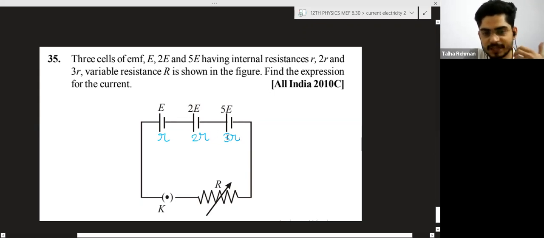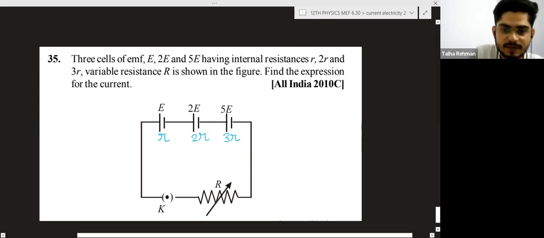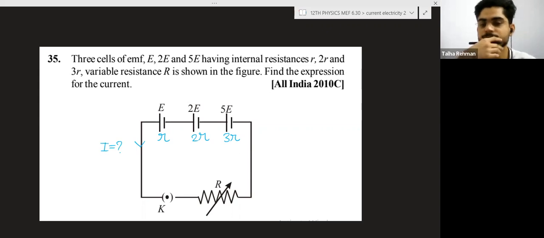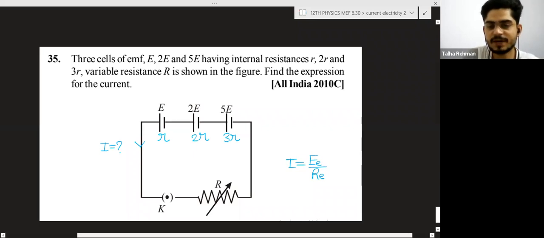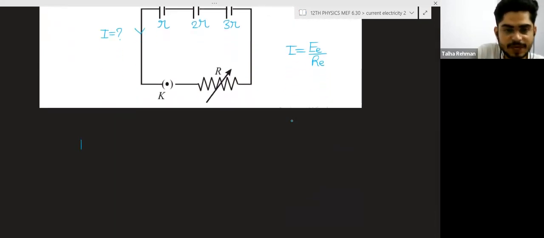We have to find the current I. And what is current? Current is equivalent EMF divided by equivalent resistance, or you can say resultant resistance. This is the value of current. So first you have to find this E equivalent, then you have to find this R equivalent. So what is E equivalent?